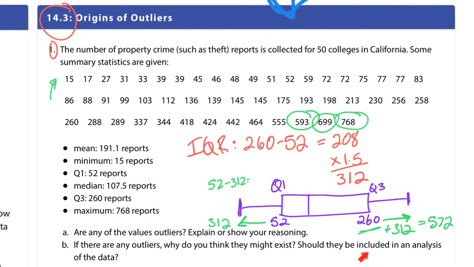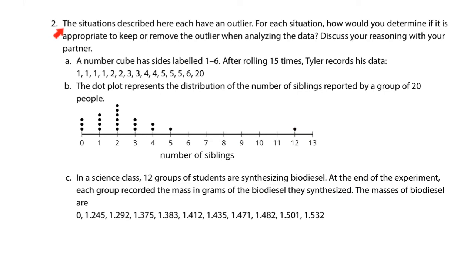And then also, should they be included in an analysis of the data, or should we take them out? And again, this is a gray area a little bit. We have to think about, were there mistakes in collecting that data? Is that data valid? In this case, we don't know enough information about if there were mistakes, so we do have to keep the data there. Okay, going on to number 2.